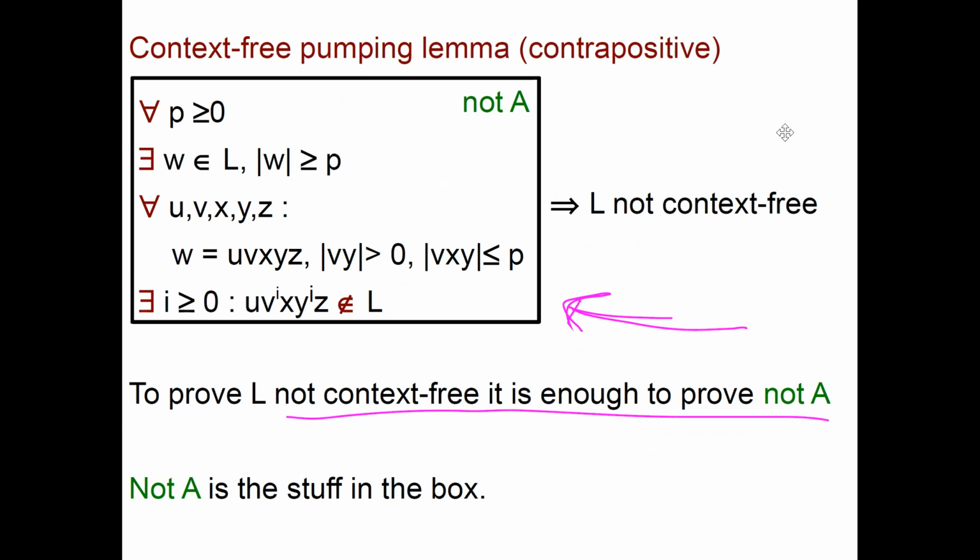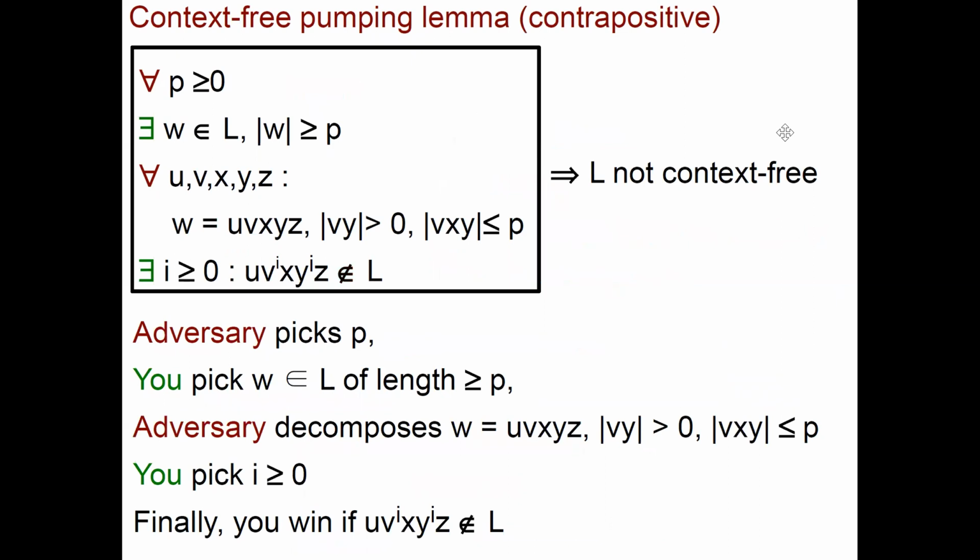And again, we can think of this as a game. These are the rules of the game. The adversary picks p, you pick w of length at least p. Now the adversary decomposes w as uvxyz, where the length of vy is non-zero and the length of vxy is at most p, and you get to pick i at least 0. And finally, you win if u v^i x y^i z is not in the language. If you can win this game, you prove the stuff in the box, which means the language is not context-free.